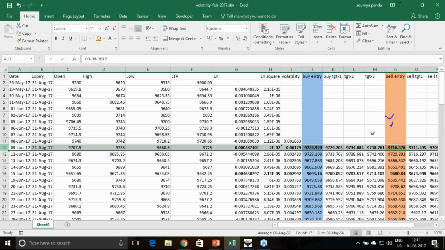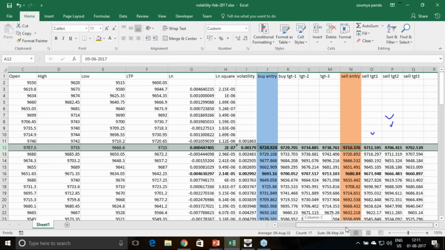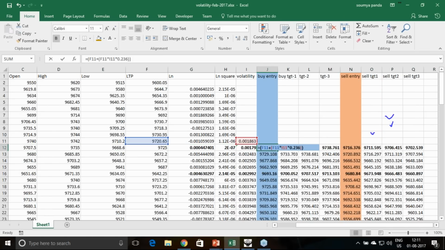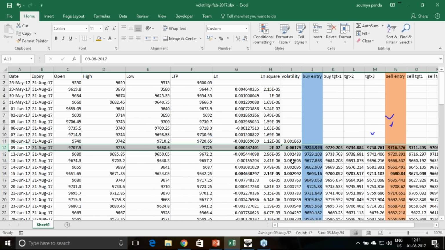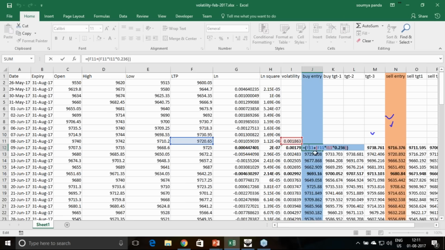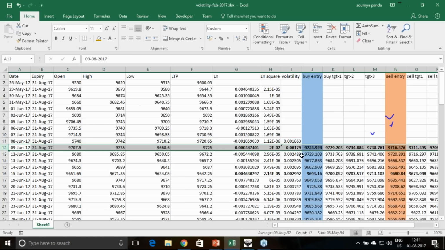This is the 9th June. We have calculated for 12th June. And 9th June, it has told buy entry is at 9725. By taking the 8th June data, we have calculated for the 9th June. So 9th June, it was telling 9725 above uptrend and this uptrend having a maximum target till 9738.